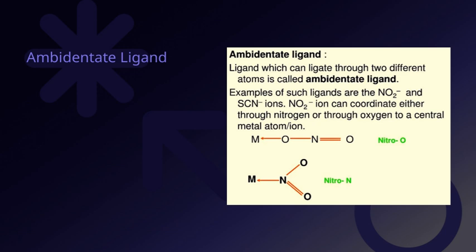This ability to bind through multiple sites adds a layer of complexity to coordination chemistry and influences the stability and properties of the resulting complex. Recognizing ambidentate ligands helps us understand the diversity of bonding behaviors in complex formation, connecting to our overall exploration of ligand characteristics and their roles in metal coordination.